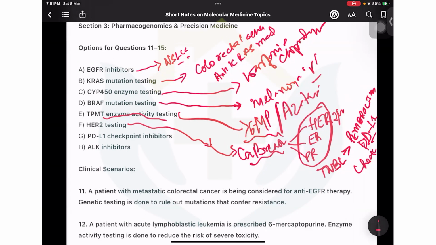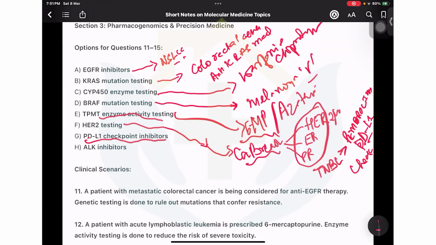Okay, we have it here. PDL1 checkpoint inhibitors for triple negative, pembrolizumab. ALK inhibitors, even I don't know. It is probably small cell lung cancer.